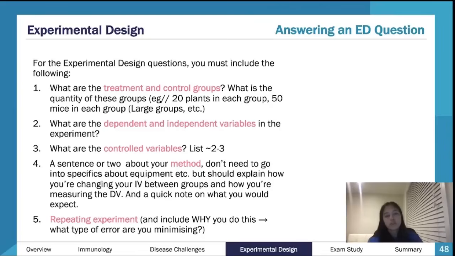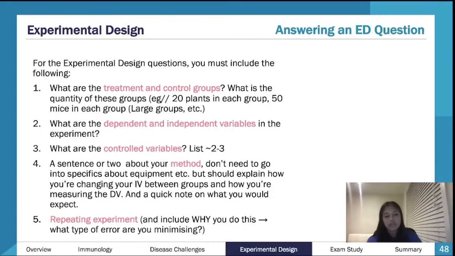So your treatment and your control groups, your experimental and control groups, remember that control group. It's really, really important. Students always forget it. Remember to include a large sample size. Remember to be as specific as you can. Dependent and independent variables, your controlled variables, again, listing about 3. A sentence or two, nothing more, nothing less, about your method. But again, you don't have to go step by step by step by step. This is a 4-mark question, not a 40-mark question.